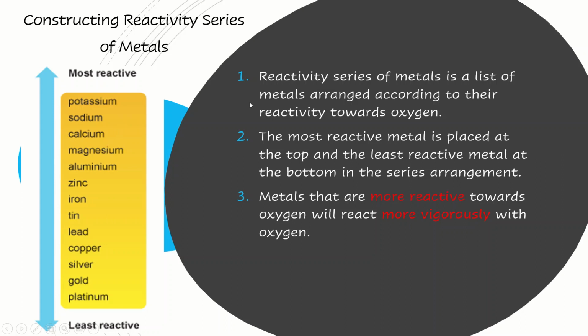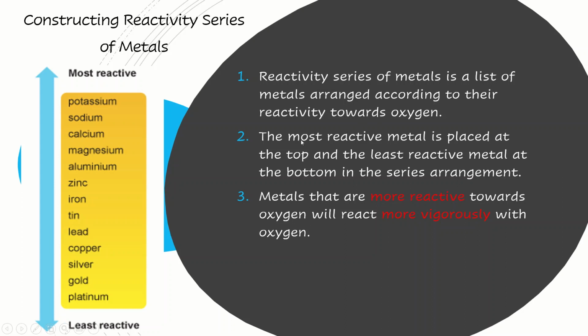Okay, let's look at the definition. Reactivity series of metal is a list of metals arranged according to their reactivity towards oxygen. Maksudnya, reactivity series of metal ni adalah senarai logam yang disusun berdasarkan kereaktifan, berdasarkan reactivity towards oxygen.